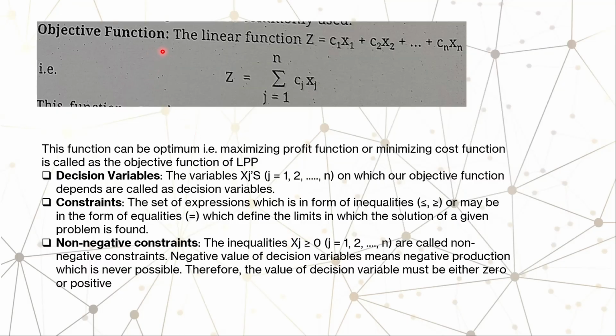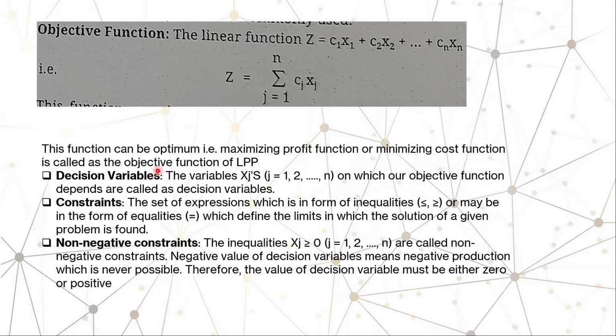Now if we see what is an objective function, it is a linear function Z equals c1x1 plus c2x2 and so on up to cnxn, that is Z equals the summation of j equals 1 to n of cj xj. Now this function can be optimum, that is a maximum profit function or a minimizing cost function, as we have discussed already. Such a type of function is called an objective function.